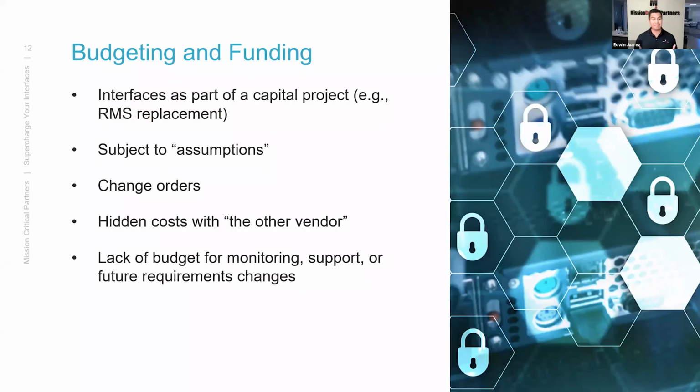All right. So how does budgeting for interfaces now occur? You usually have an RFP out for a new solution. Included in that, you have your interfaces you want. So you pay up front as part of the capital project for a new CAD replacement, RMS replacement, a jail system, whatever it is. Interfaces are typically included in that cost up front.